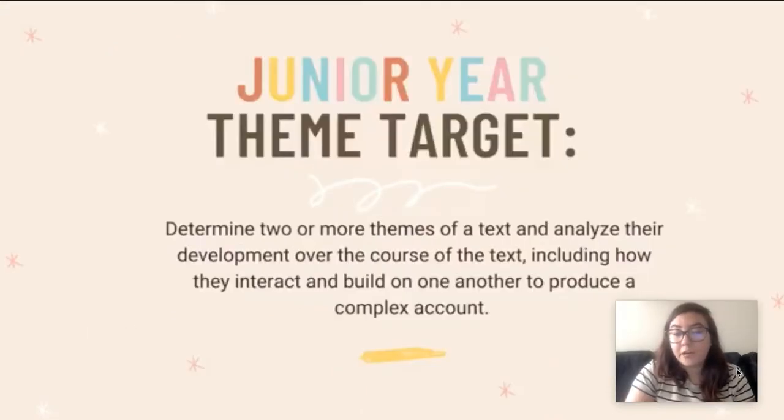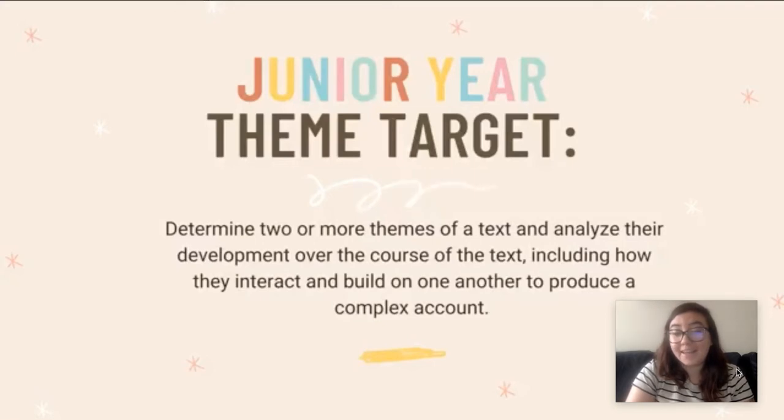So freshman year, you were asked to show how a theme develops over the course of a text. Sophomore year, you were asked to show how plot can create multiple themes. Junior year, you're combining ideas from both of those to determine two or more themes of a text, analyze their development over the course of the text, specifically including how they interact and build on one another to produce a complex account. I know, strange wording. Let's break this down a little more.